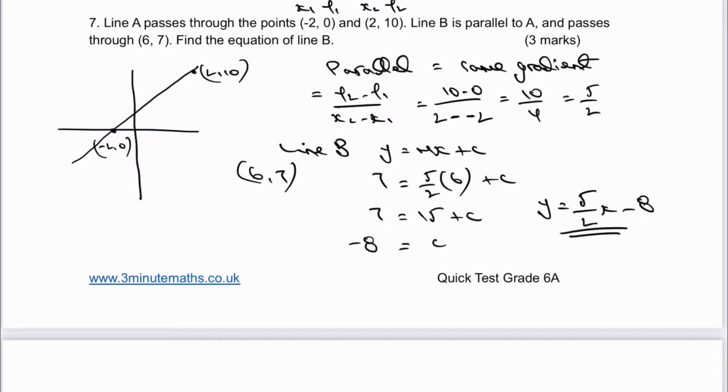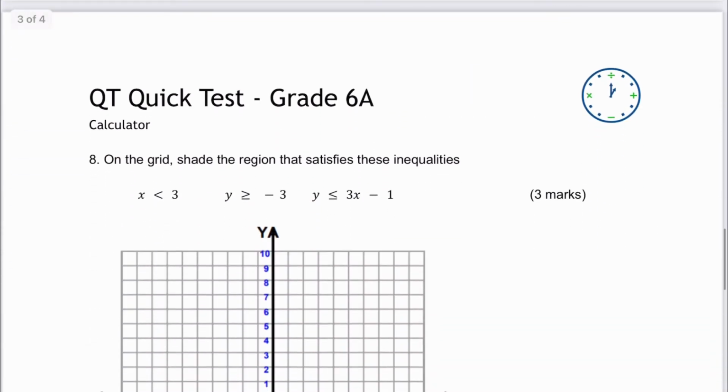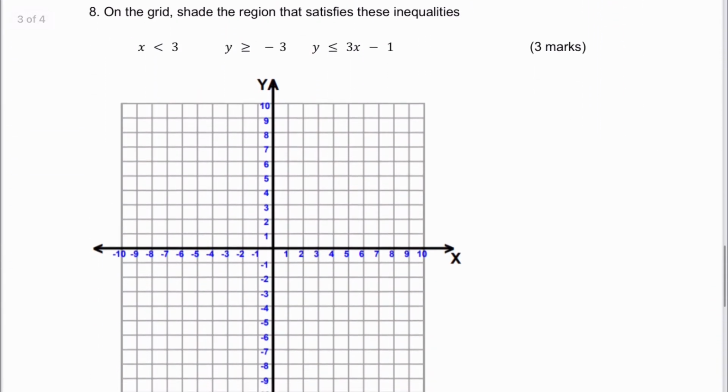Please do stop the video, have a go at each of these questions. If you're not sure, always leave a message. Okay, so let's move on then to number 8, which doesn't really require a calculator, but it is part of the actual test, or part of the revision.